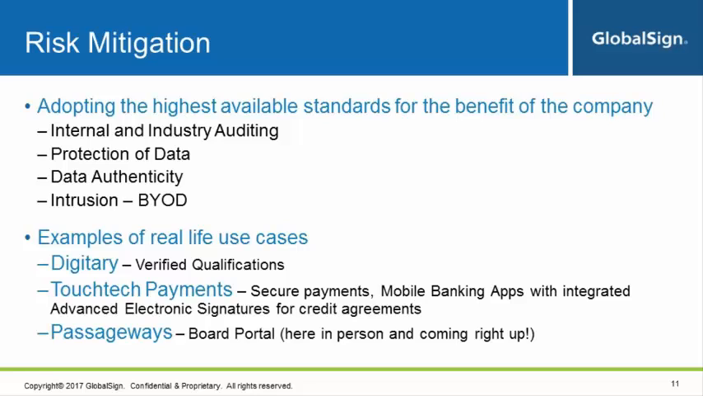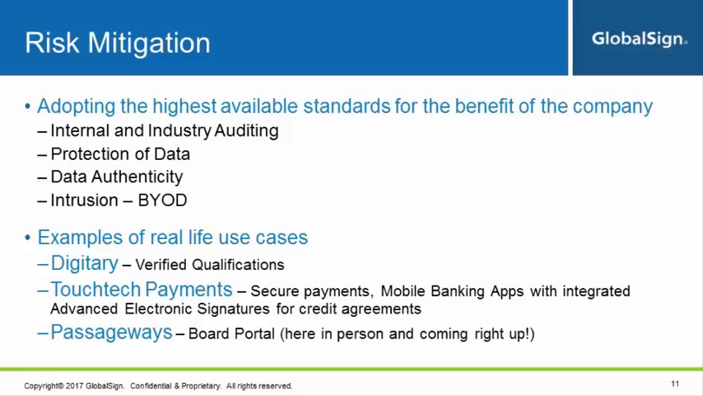We have a company called Digitry, a GlobalSign customer, that provide verified qualifications. So when a student has gained a degree, for example, their accrediting body, the university, digitally signs with a certificate, an advanced electronic signature, that this qualification is genuine. Businesses all around the world use Digitry to access that information to prove people's qualifications are legitimate.